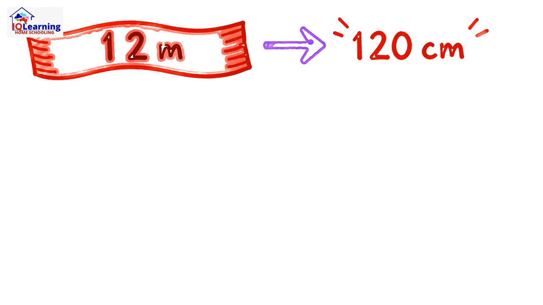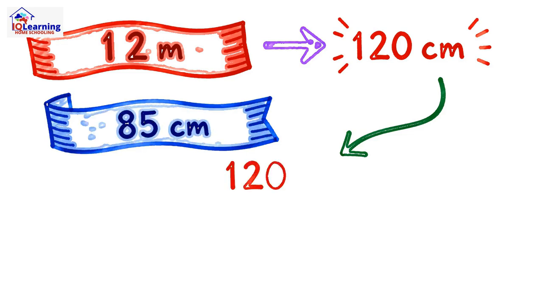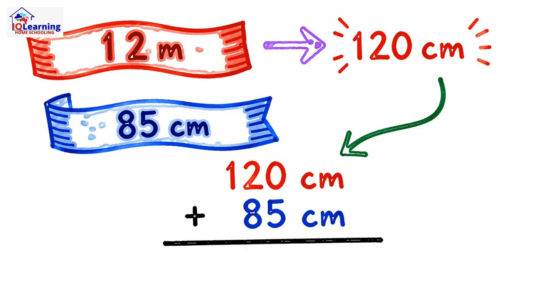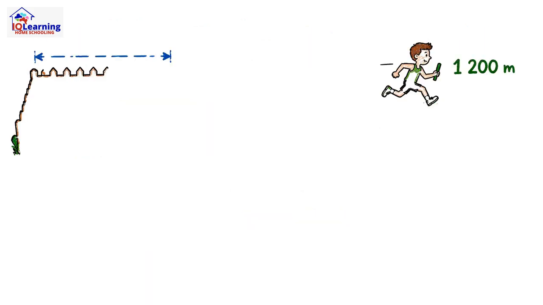Imagine a red ribbon that's 1.2 meters long and a blue one that's 85 centimeters. To find their total length, you first convert the 1.2 meters into 120 centimeters. Now you can add them. 120 plus 85 gives you 205 centimeters. Simple. This single rule works everywhere.